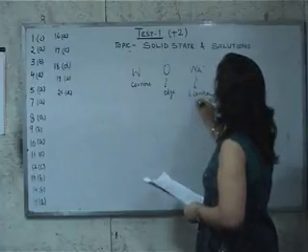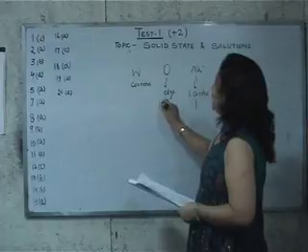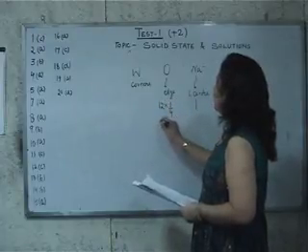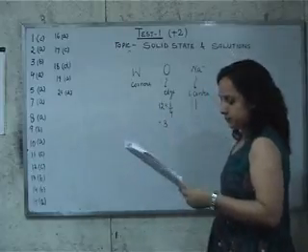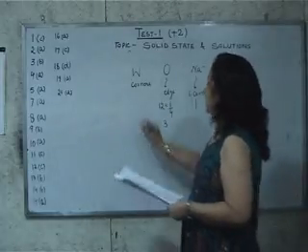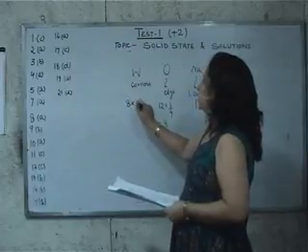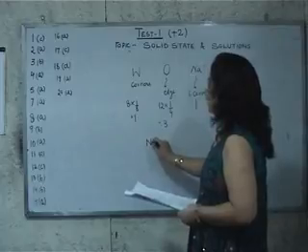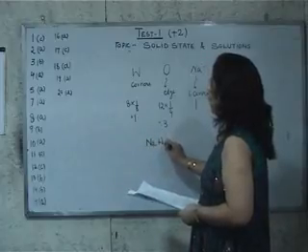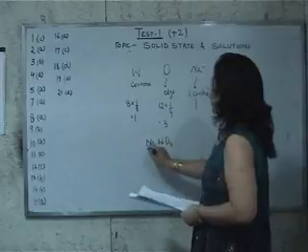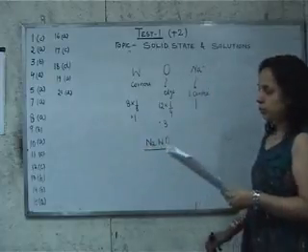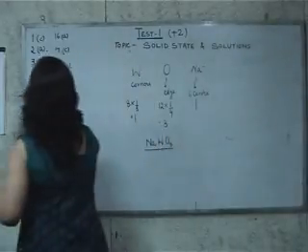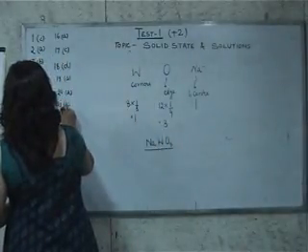Body center is only 1. Therefore it's 1. There are 12 edges, each edge having contribution 1 by 4. Therefore 3. Tungsten is at corners, 8 corners, contribution 1 by 8, which is equal to 1. So sodium 1, tungsten W 1, oxygen 3. NaWO3 is the option. C is the correct answer. 21st question, option C.